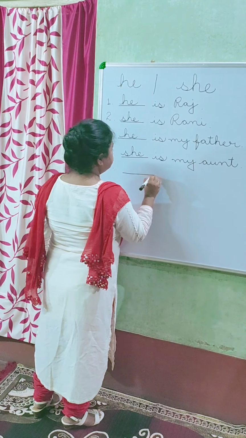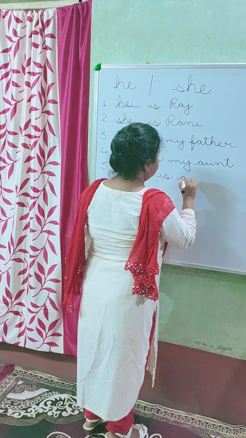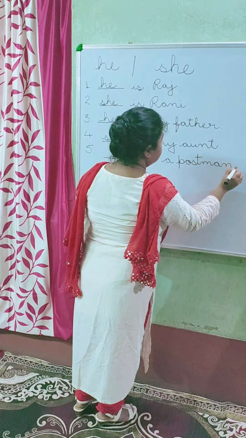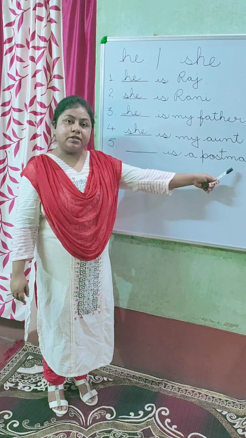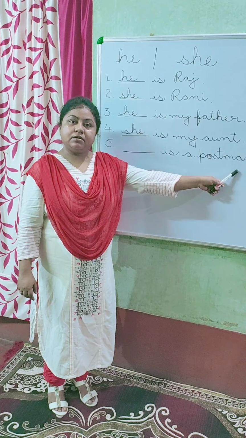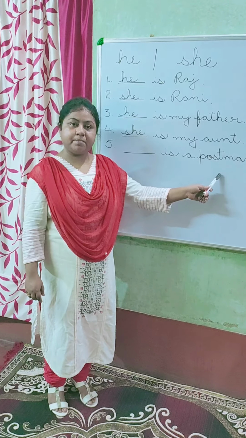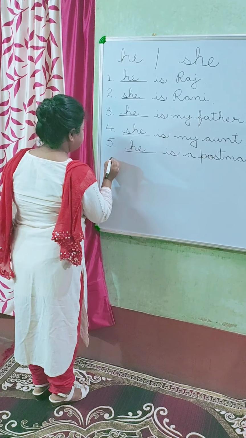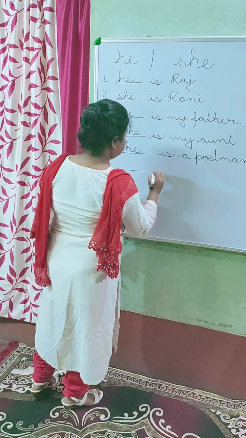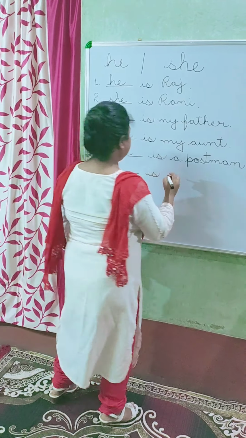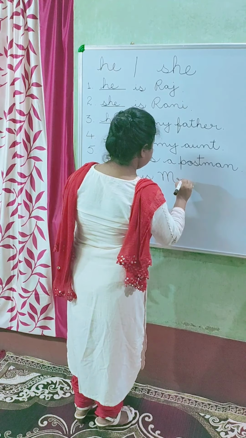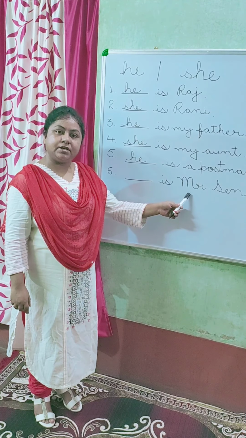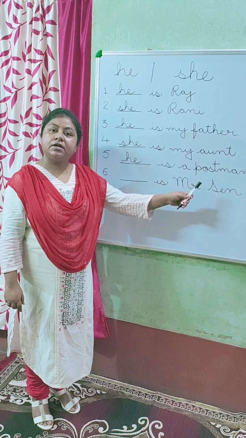Dash is a postman. From the word postman, you can make out M-A-N. It's male gender. So we'll write here, he is a postman. He is a postman. Dash is Mr. Sen. Children, Mr. is used for male gender. So we'll write here, he is Mr. Sen.